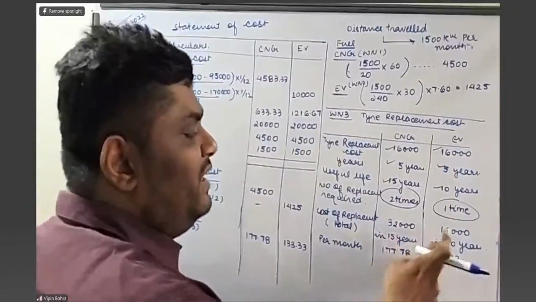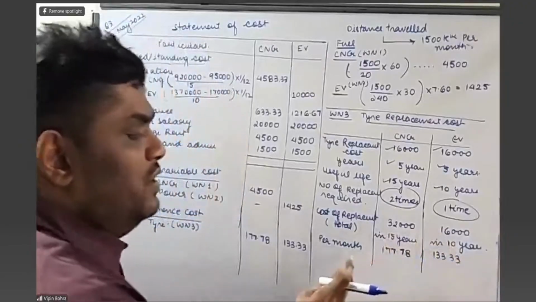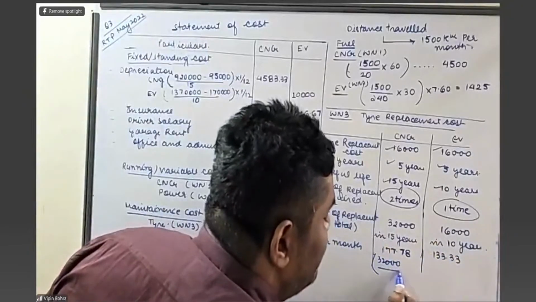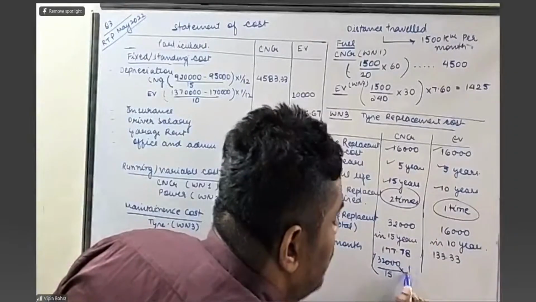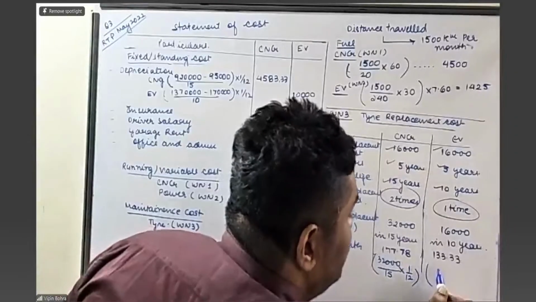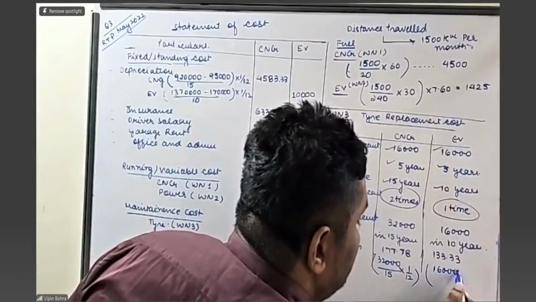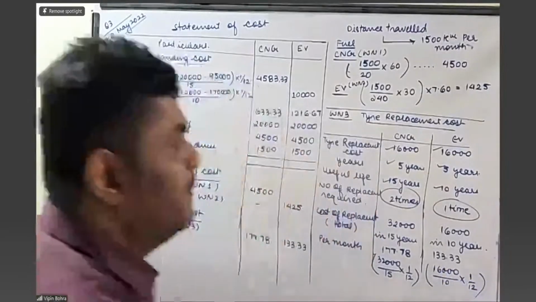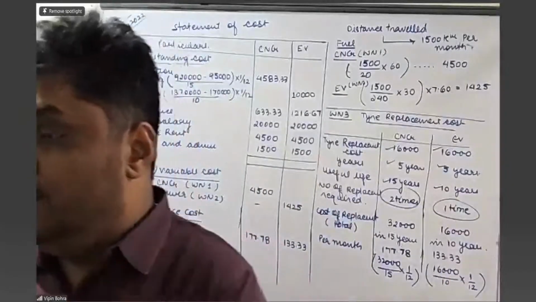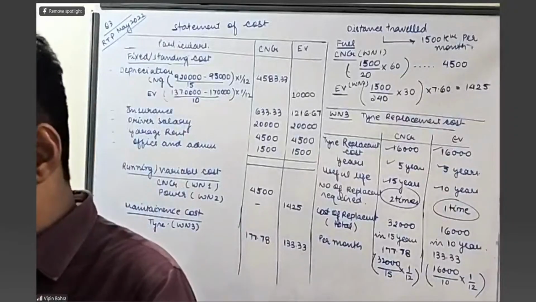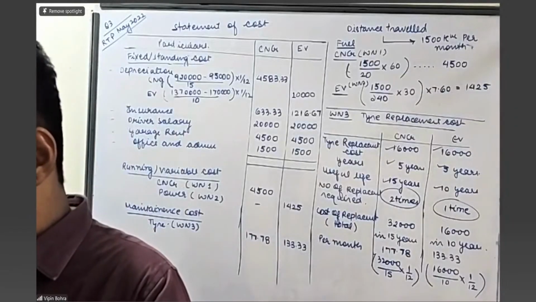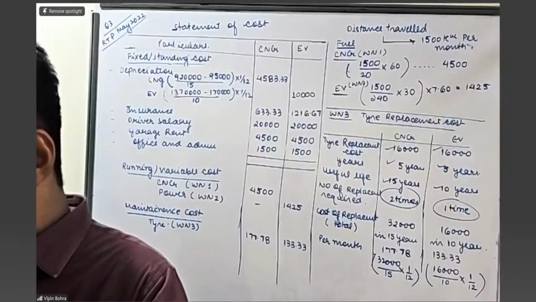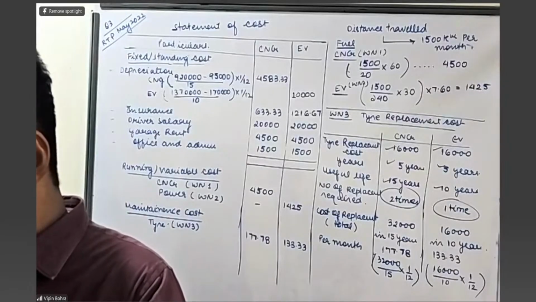Useful life is 15 years, useful life is 10 years. So very simple here: 32,000 divided by 15 into 1 by 12. Similarly here, 16,000 divided by 10 into 1 by 12. I hope this part is clear to all.